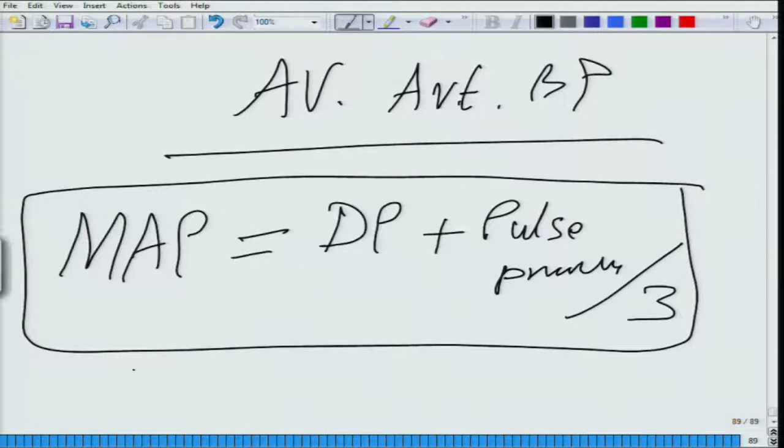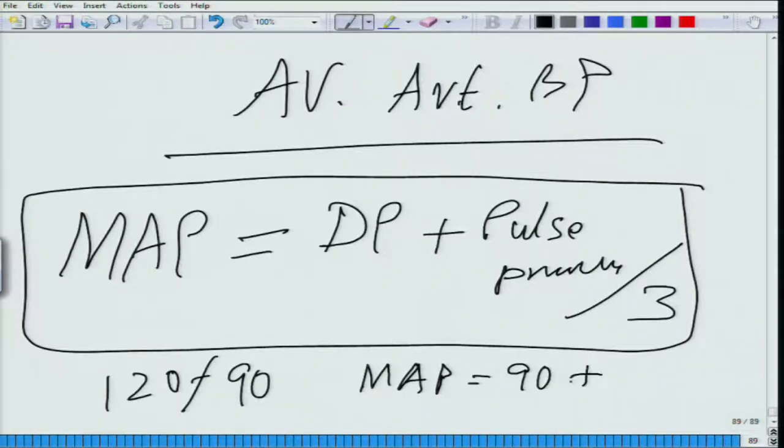Okay. So, for example, somebody has, say, 120-90. The systolic pressure is 120 and 90 is the diastolic pressure. So, what do you do? You plug in the formula. Mean arterial pressure will be 90, the diastolic pressure, plus the pulse pressure, which here is 120 minus 90, which is 30, divided by 3. So, that becomes 10. So, the mean arterial pressure of this individual is 100 millimeter mercury. Okay. So, this is how the blood pressure is being reported.